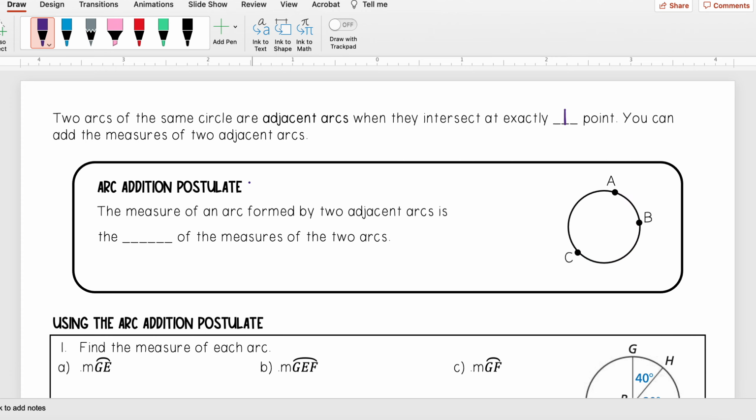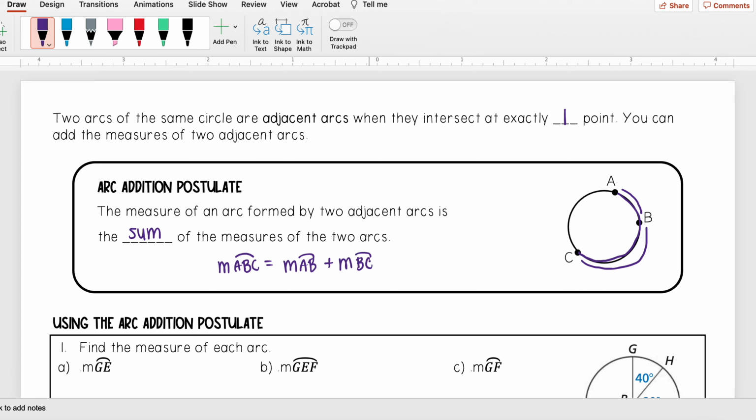And so the arc addition postulate tells us that the measure of an arc formed by two adjacent arcs is the sum of the measures of the two arcs. So that means if I was wanting to find the measure of arc ABC, this would just be equal to the measure of arc AB plus the measure of arc BC.